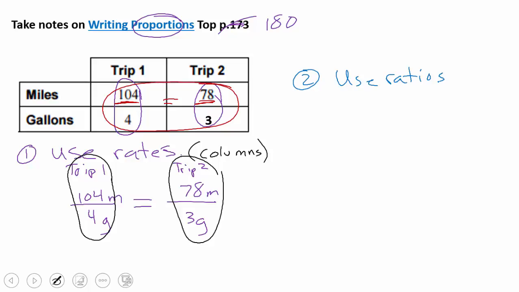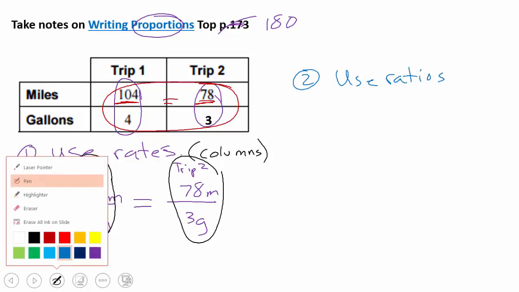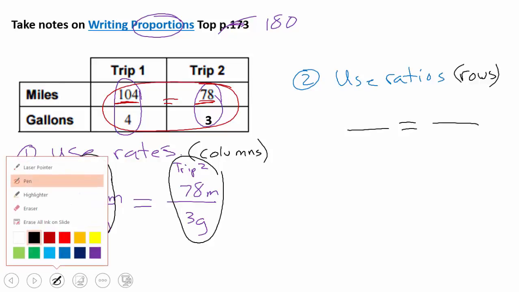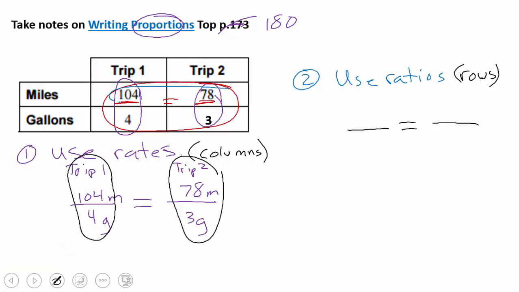Ratios, as we know, compare with the same units. So when we compare with the same units, the book calls that rows. All right, so I'm going to make my proportion template, and I'm going to come over here to my rows, and if I go this way, on top, I'm putting miles. So I have 104 miles to 78 miles.